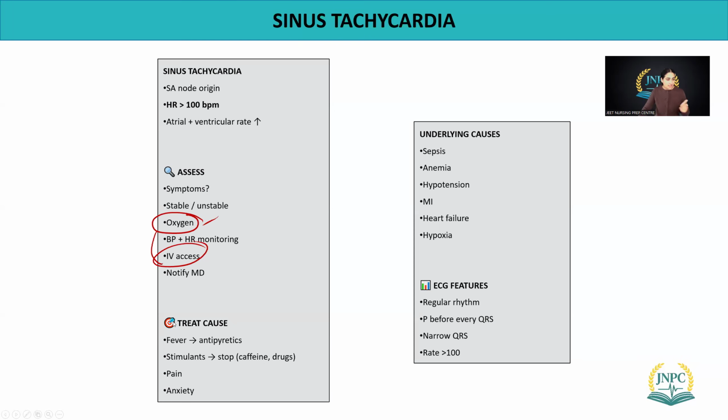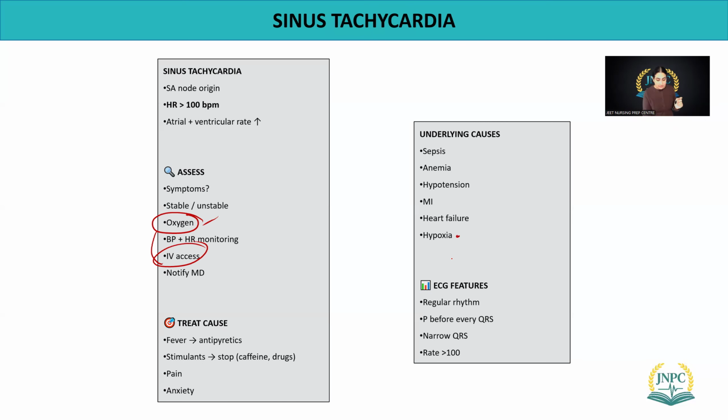So treat the cause if there is any fever, or if they're using any caffeine or CNS stimulants. Pain, anxiety, sepsis, anemia, hypotension can cause sinus tachycardia. Even MI and heart failure can cause sinus tachycardia because of a compensatory mechanism. When the heart is not pumping well, the brain gets the signal that we don't have enough oxygen. The kidneys and other body parts are not getting enough oxygen because the heart is failing to pump. So the brain sends the signal to the heart: pump faster, you're very slow. But the heart has already failed. The heart rate will be fast, but we will not see much cardiac output in heart failure.